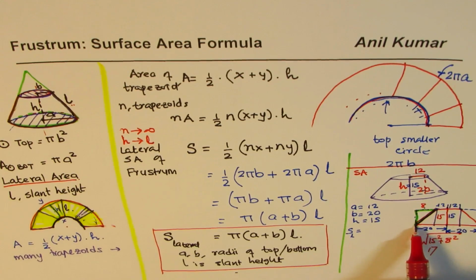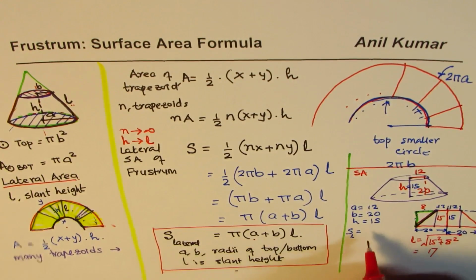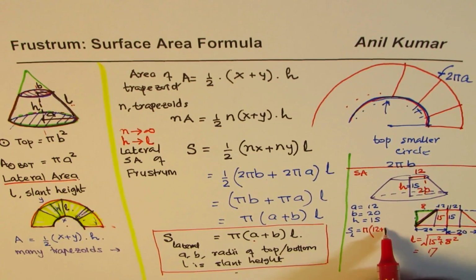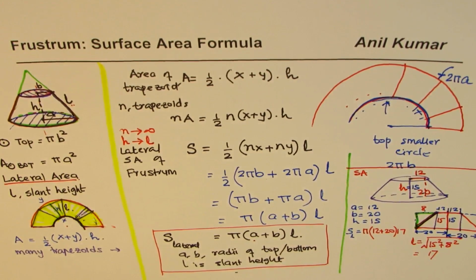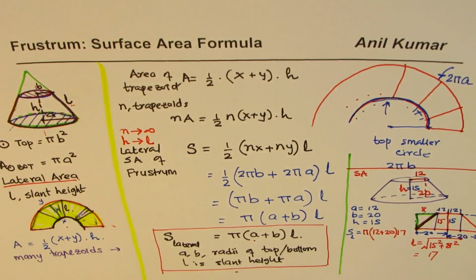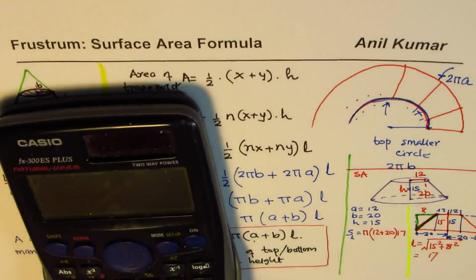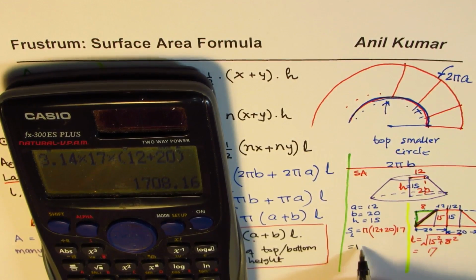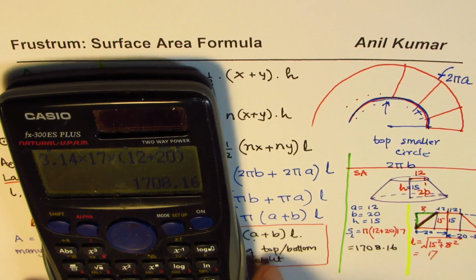Now if L is 17, I can use this formula, and I say it is pi times (A plus B), which is 12 plus 20, times 17. Does it make sense to you, right? So let me just mark this portion off, and we can just calculate this value. Let's do that. So pi is 3.14 times 17 times, within brackets, 12 plus 20, bracket close, equal to, in decimals, we get this value as 1708.16, correct?